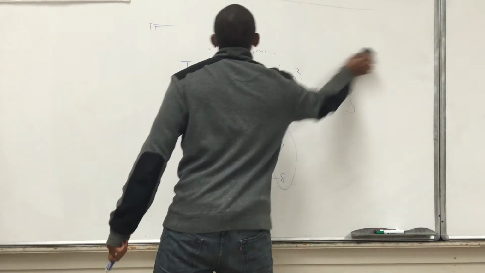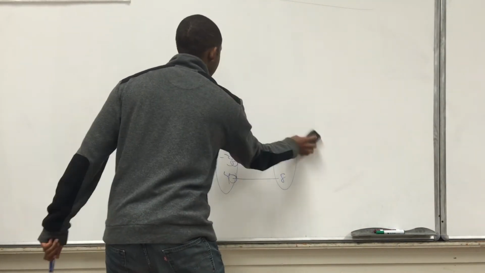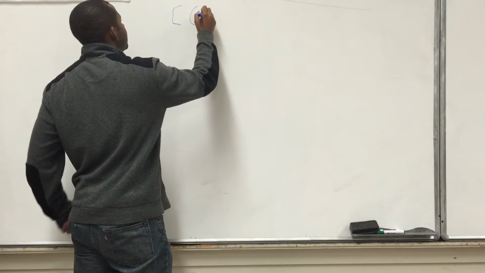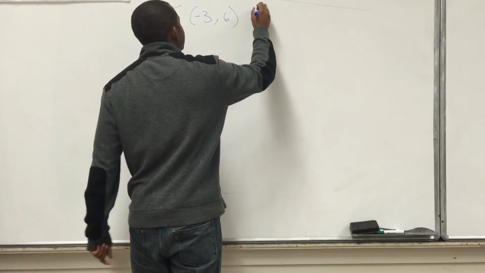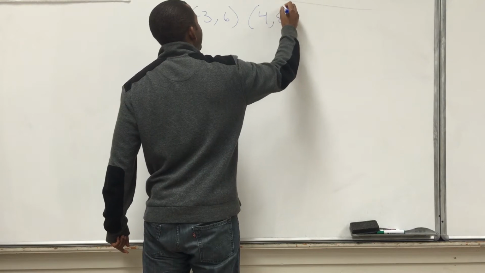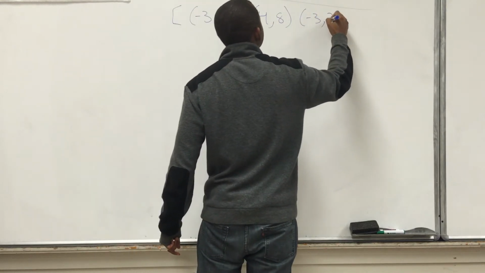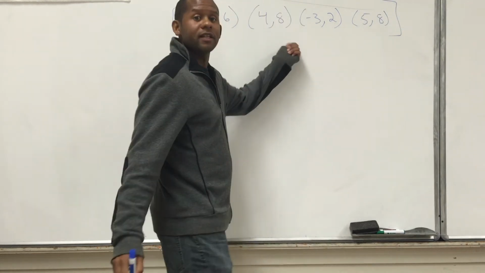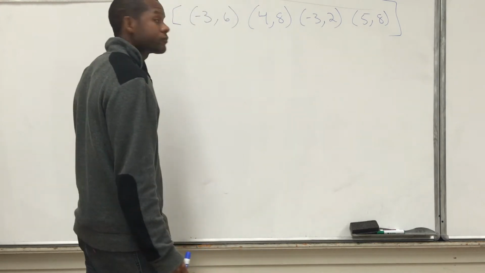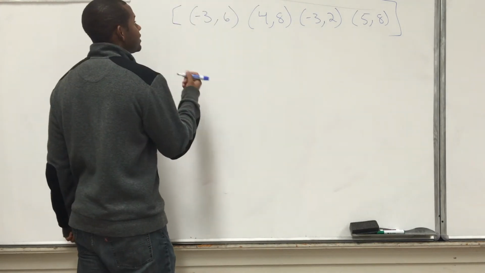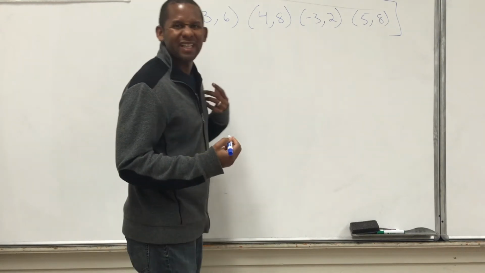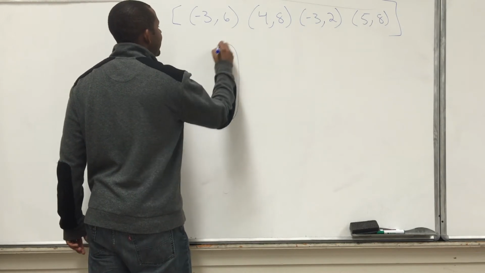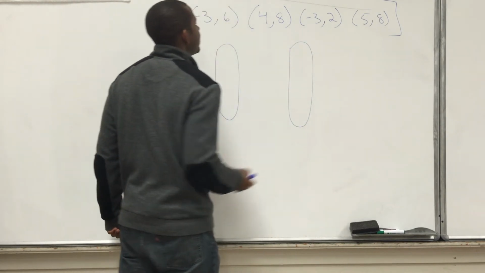So, let's do another one of these. Is this a function? It says negative 3, 6, 4, 8, negative 3, 2, 5, 8. Is that a function? Tell me what you believe right now. Again, hopefully you're looking at this and saying, okay, let me do a mapping to figure this out. So let's use mapping to help us know if this is a function. So we'll go ahead and map this.